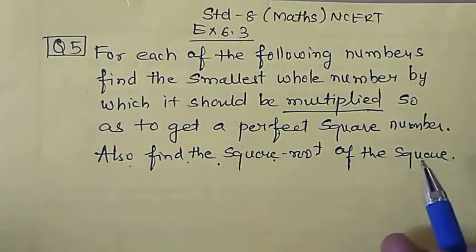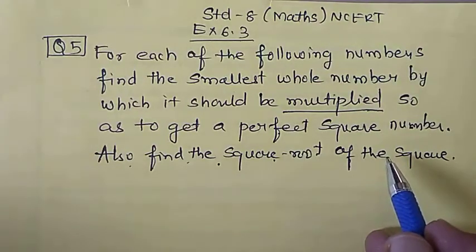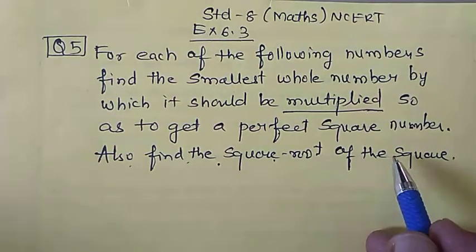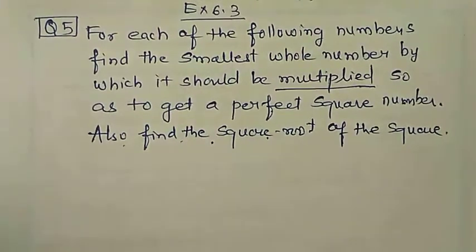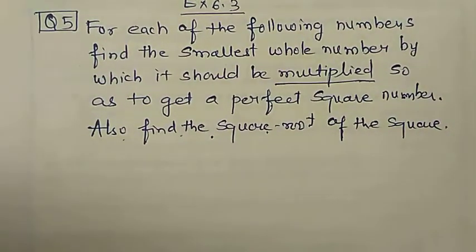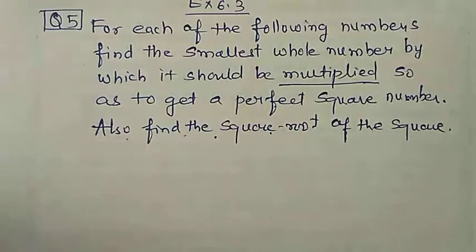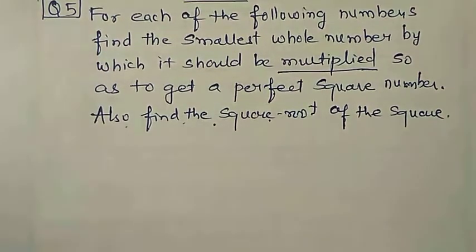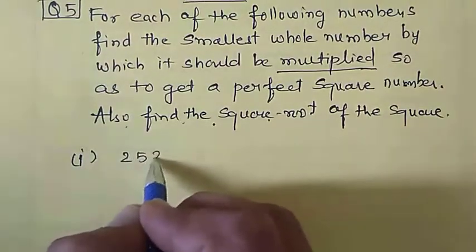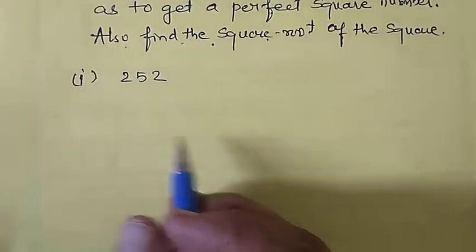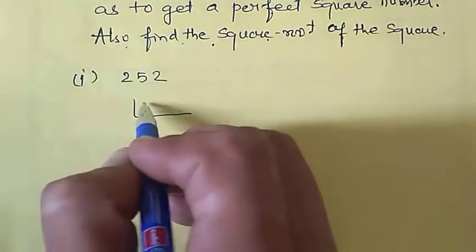It means that they have given us some number and that number may not be a perfect square. So what should be multiplied to make that given number a perfect square number? After making that number a perfect square by multiplying what is required, we will get that perfect square number and we have to find the square root of that new number. So first of all, the given number is 252. So how will we get an idea of what should be multiplied?